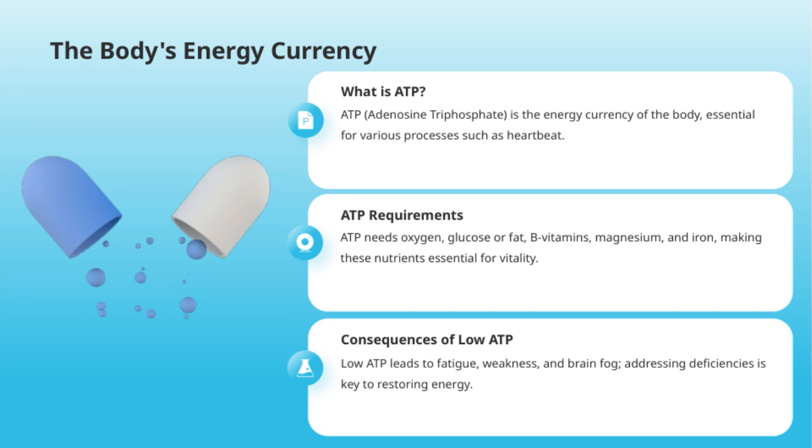So what exactly is ATP? Well, ATP, or adenosine triphosphate, is often called the body's energy currency. Think of it as the fuel that powers everything we do, from maintaining a heartbeat to muscle movement and brain function. Understanding ATP helps us see why supporting its production is so important for overall health.